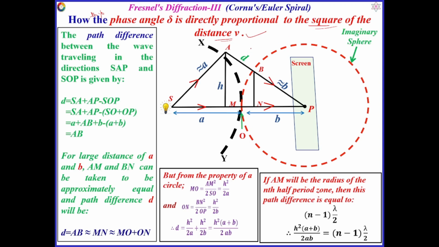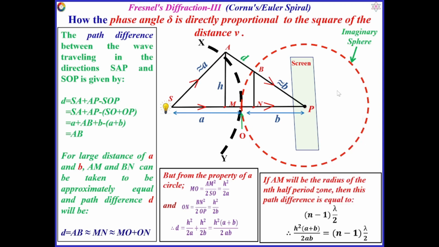Here you can see a wavefront traveling along this direction from the source S. From S the light can travel along this direction, S to O. This is your O, this point is your M, and this point is your N. S to O to P, and S to A to P.